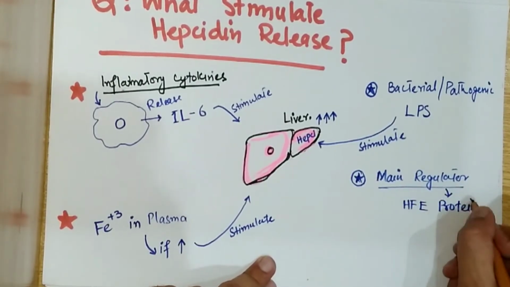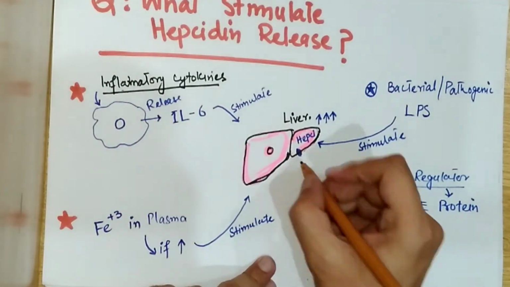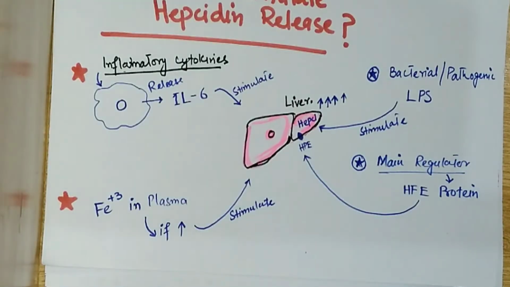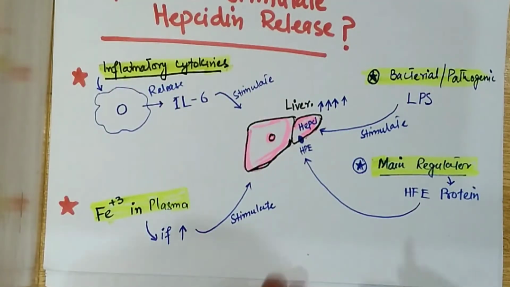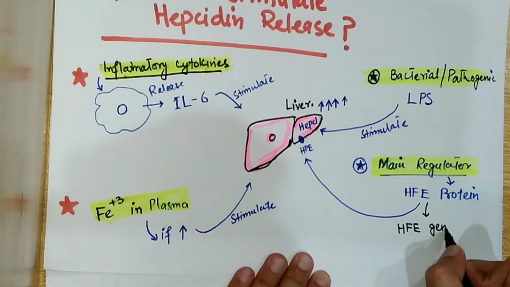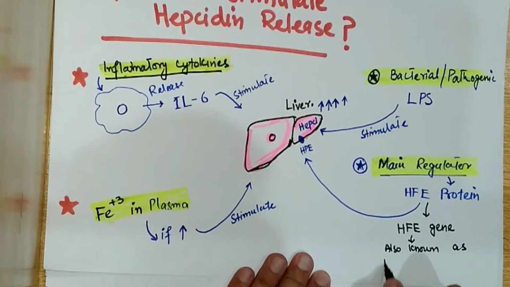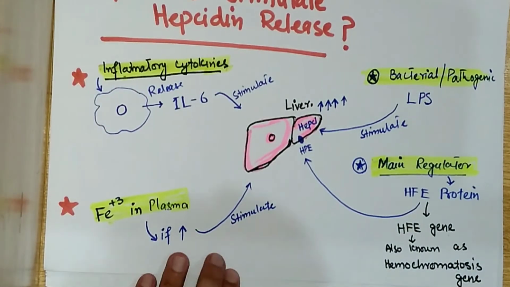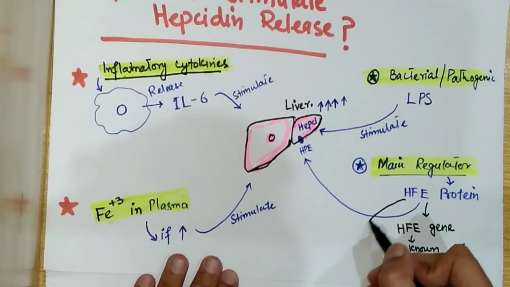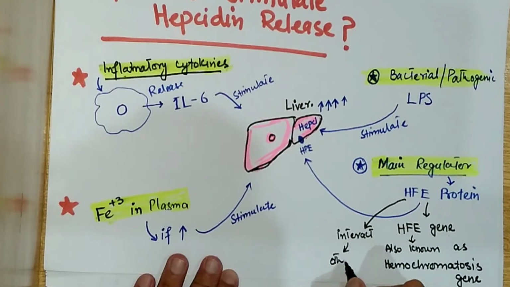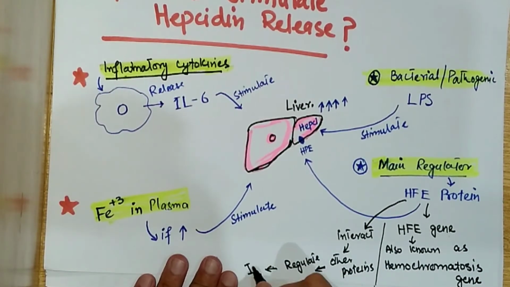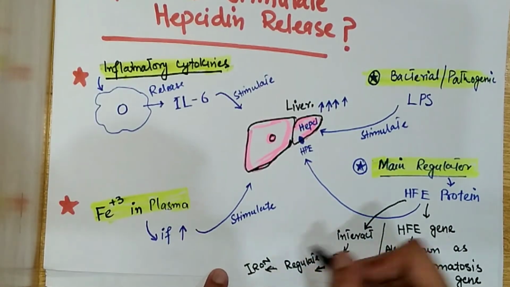The main regulator of hepcidin release is the HFE protein. HFE stands for high iron. H means high and Fe is the symbol of iron. HFE protein is coded by the HFE gene, which is also known as the hemochromatosis gene. HFE protein interacts with other proteins, and thus iron absorption and metabolism is regulated.